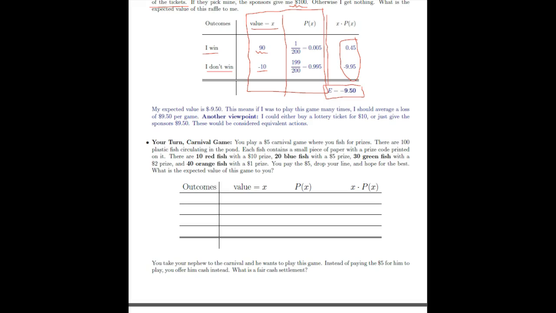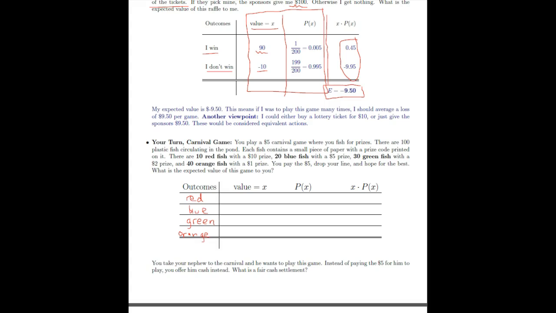So first, what are all the outcomes? Well, you could end up with a red fish. Bear with me while I learn how to write with my mouse. You could also get a blue fish, or you could get a green fish, or you could get an orange fish. This is not working out very well. Okay. So what is the value associated with each of these outcomes?